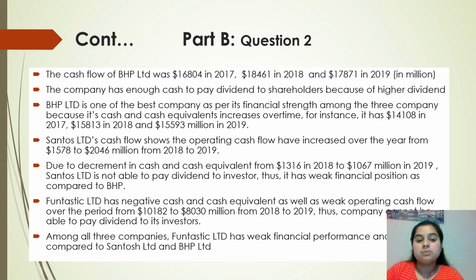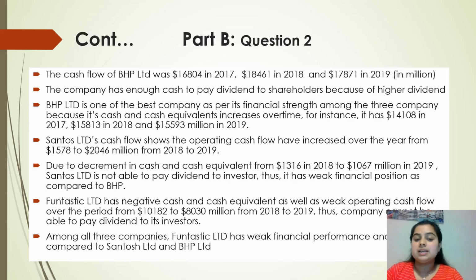For Santos Limited, operating cash flow has increased over the years from 1578 to 2046 million from 2018 to 2019, due to a decrease in cash and cash equivalents from $1,316 million in 2018 to $1,067 million in 2019. Santos Limited is not able to pay dividends to investors, thus it has a weak financial position compared to BHP.